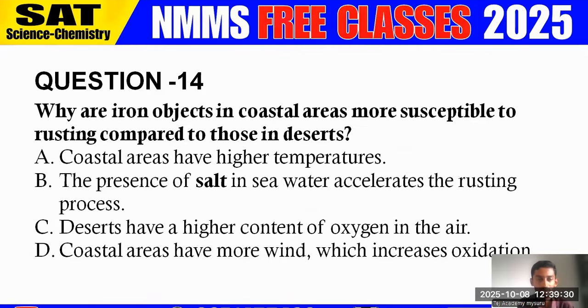Then we will move on to question number 14. Why are iron objects in coastal areas more susceptible to rusting compared to those in deserts? This is one of the application questions. You have to note this down. The presence of salt in seawater accelerates, that is nothing but fastens, the rusting process. The correct option is option B.